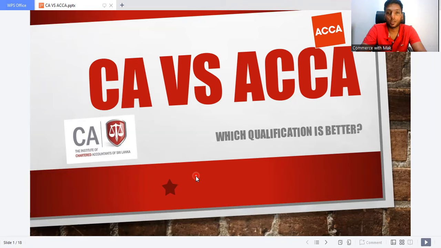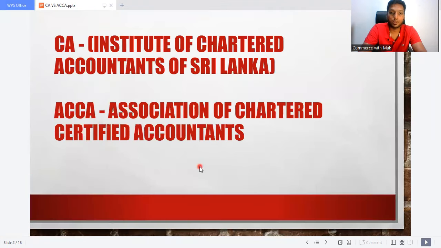So let's move on to the content, CA vs ACCA. So what is this CA and what is this ACCA which we are going to speak about? CA, I'm taking Institute of Chartered Accountants of Sri Lanka, ICASL, you can also say it that way, but the correct term in Sri Lanka we represent it as CA. So the term CA is represented as Chartered Accountant of Sri Lanka. ACCA is a UK qualification, so it is named as Association of Chartered Certified Accountants.